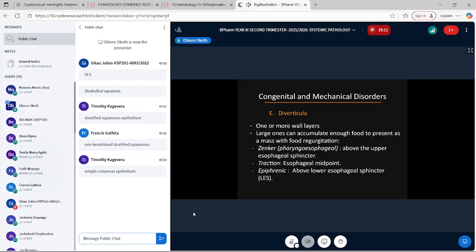Okay, when they're above the esophageal sphincter, we call them Zenker diverticulum. When they are just at the midpoint, we call them a traction diverticulum. When they are just above the diaphragm or just above the lower esophageal sphincter, we call them epiphrenic. Let me just show you the pictures.